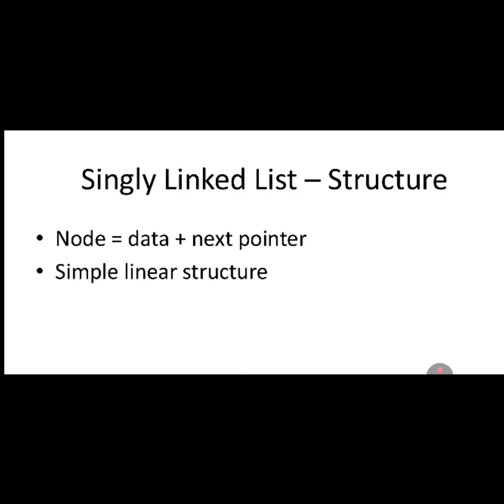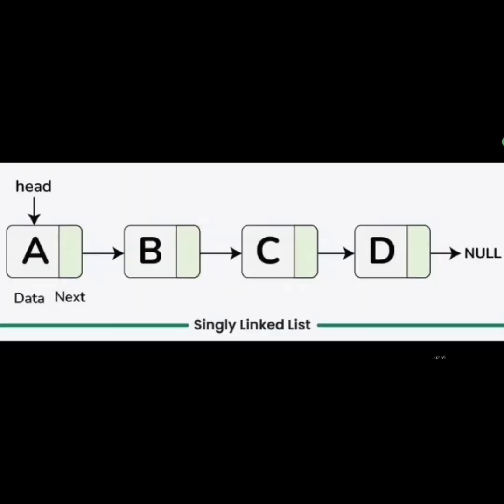Here the singly linked list structure should be given. In a singly linked list, the node is equal to the data and the next pointer. The singly linked list is a simple linear structure. The nodes point in one direction. It only points in a single direction, either the left side or the right side. And this is the structure of a singly linked list.